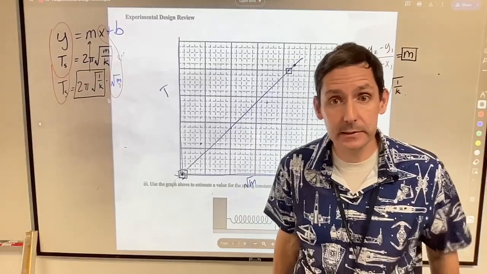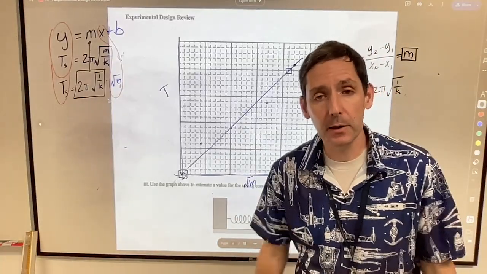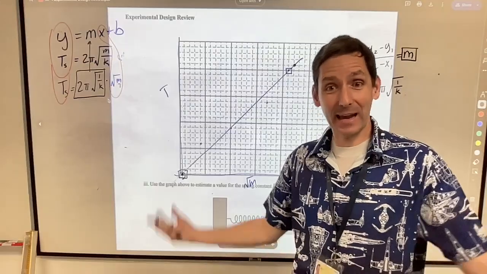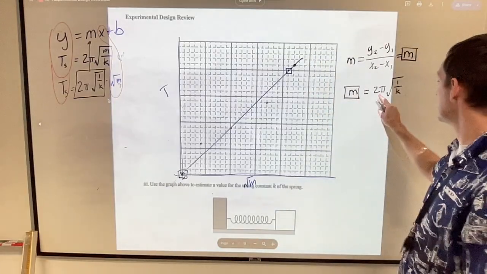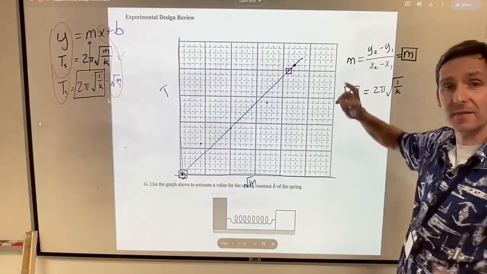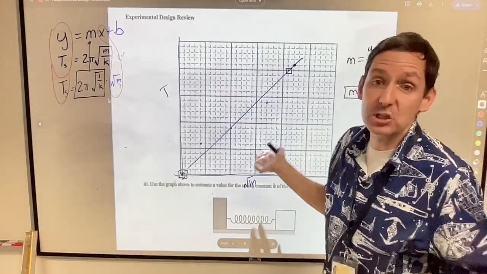And then you solve it. Plug it into your calculator, get a number, right? That's it. Then you got k. Or if you really want to, you can divide by 2 pi, and then you can square it, and then you can flip the fraction, right? You just solve for k at that point.